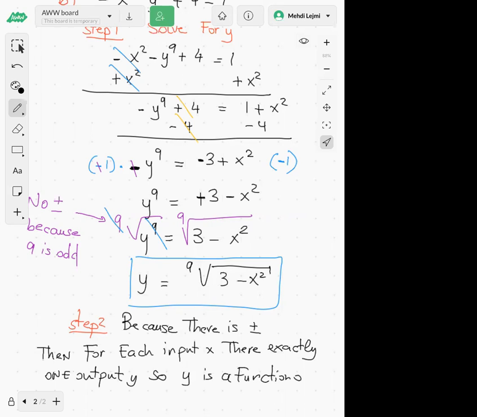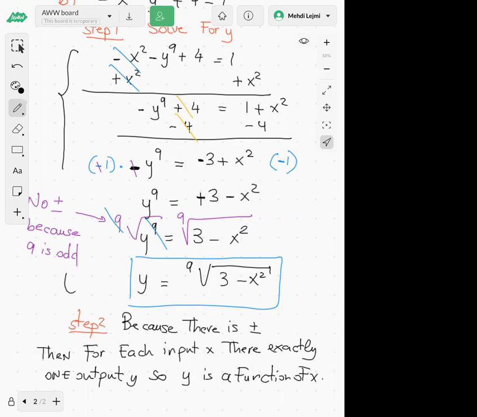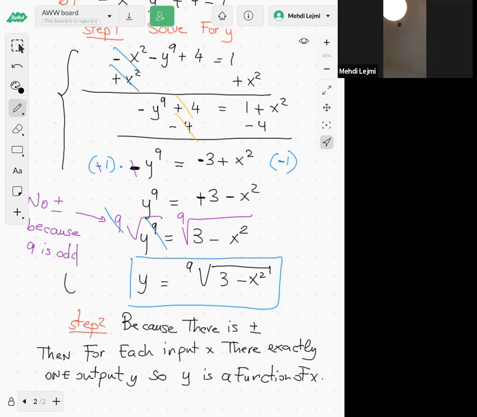On the test, do we have to put all that, or can I just put... What do you mean by all that? Well, first the step explanation. No, the explanation is just for you guys. So in the test, you can just say there's no plus or minus, then y is a function of x. I'm just trying to explain to you guys why.